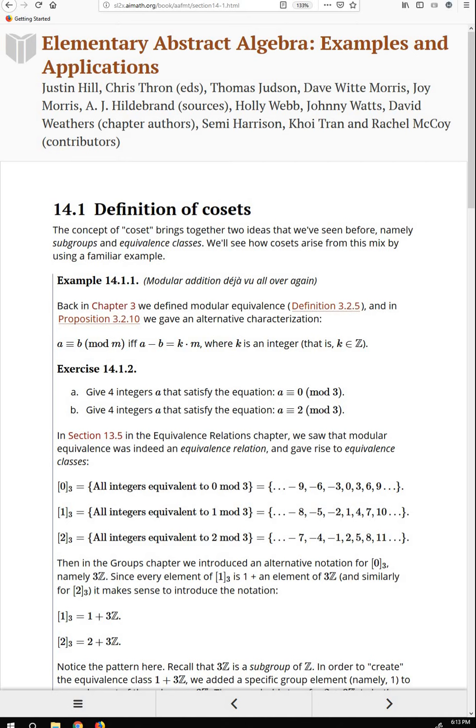So you've got your three-dimensional space, and you have planes. Only one plane contains the origin. That plane that contains the origin is a subspace. None of the other planes are, because a subspace has to contain the origin. And this is a special case of cosets.